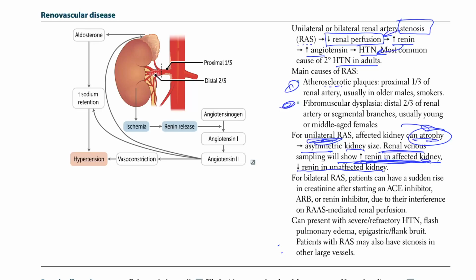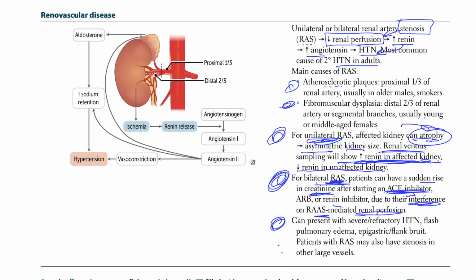But now let's talk about bilateral RAS. Patient can have sudden rise in creatinine after starting ACE inhibitors. You give ACE inhibitor, you inhibit the renin angiotensin-aldosterone system. The kidneys are not getting enough blood because of the renal artery stenosis, so the creatinine is going to rise due to ACE inhibitors, ARBs, or renin inhibitors, because these drugs interfere with RAS-mediated renal perfusion. Okay.